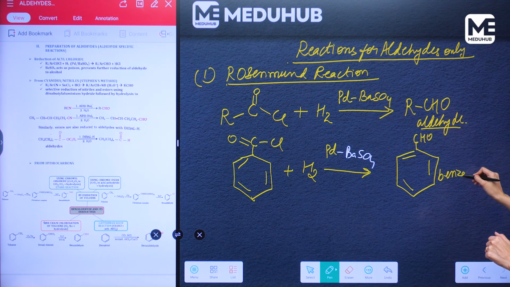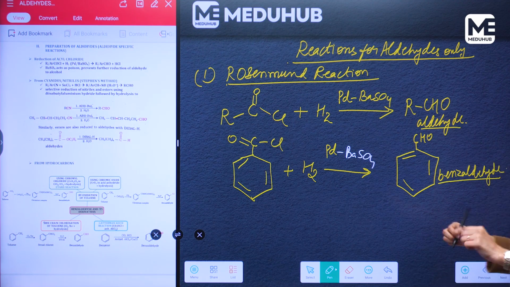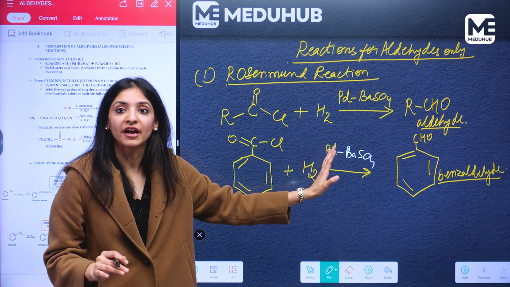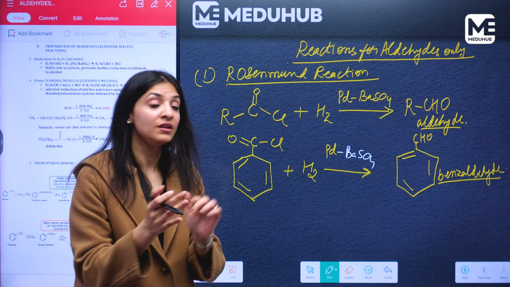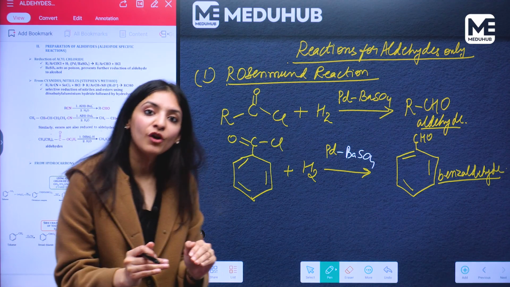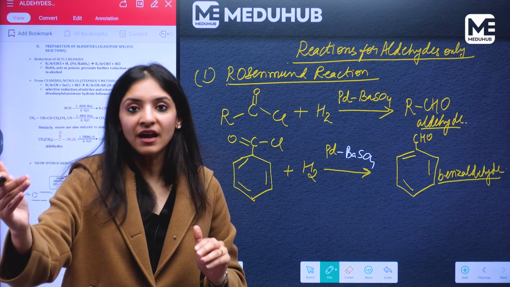Benzaldehyde here. What you need to know is that the aldehyde that is produced through this reduction reaction is more prone to reduction than the acyl chloride that we use in the beginning. That means the end product of this reaction should eventually be an alcohol.